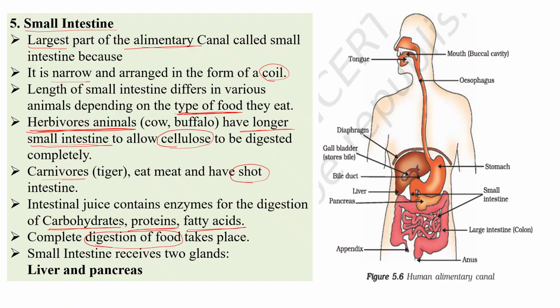And the small intestine also receives two glands. I told you in the previous slide that the alimentary canal also consists of associated glands, and the associated glands which aid in digestion are salivary, liver and pancreas. We have already seen the role of the salivary gland in the mouth, and now the two other glands, the liver and the pancreas, open in the small intestine.